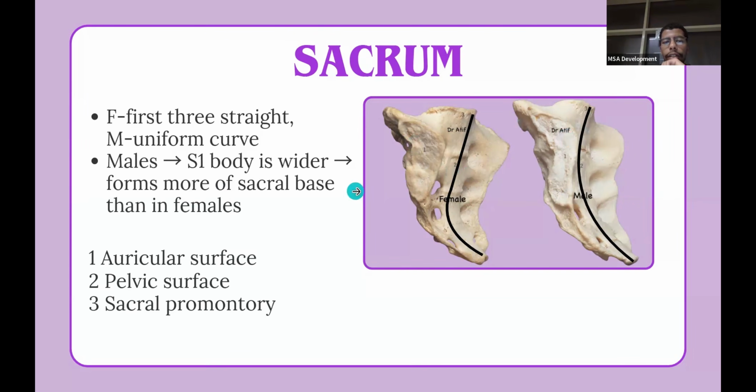Here it says that the males have a wider S1 body. However, I don't see it, honestly, but just know it just in case. So in males, the S1 body is wider than in females.